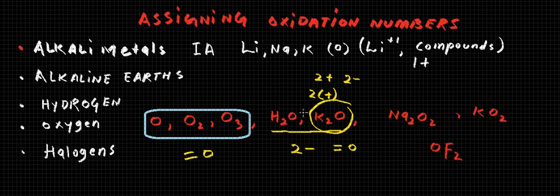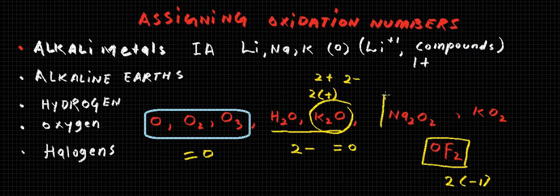And in most of its compounds it is -2, except when oxygen is bonded with fluorine, because fluorine is the element with the highest electronegativity, even higher than oxygen. So in this case, fluorine will have a negative oxidation state and oxygen will accordingly have a positive one.